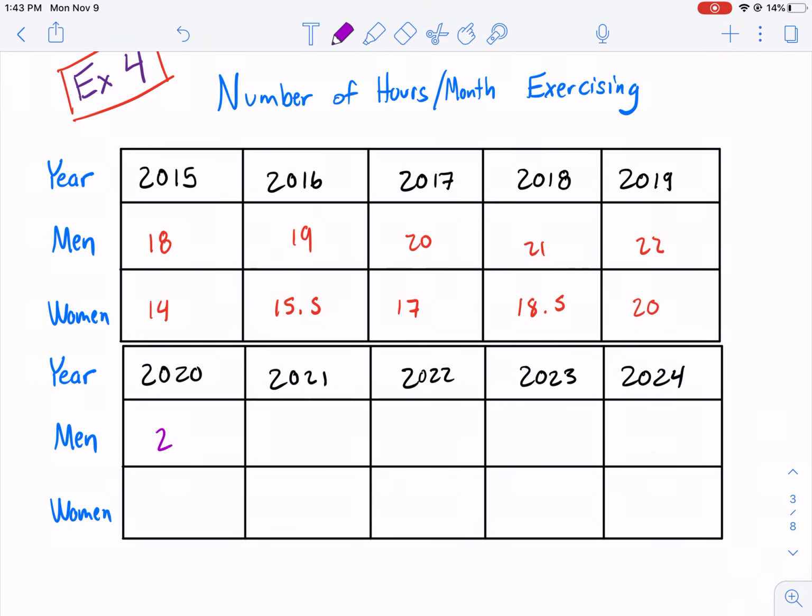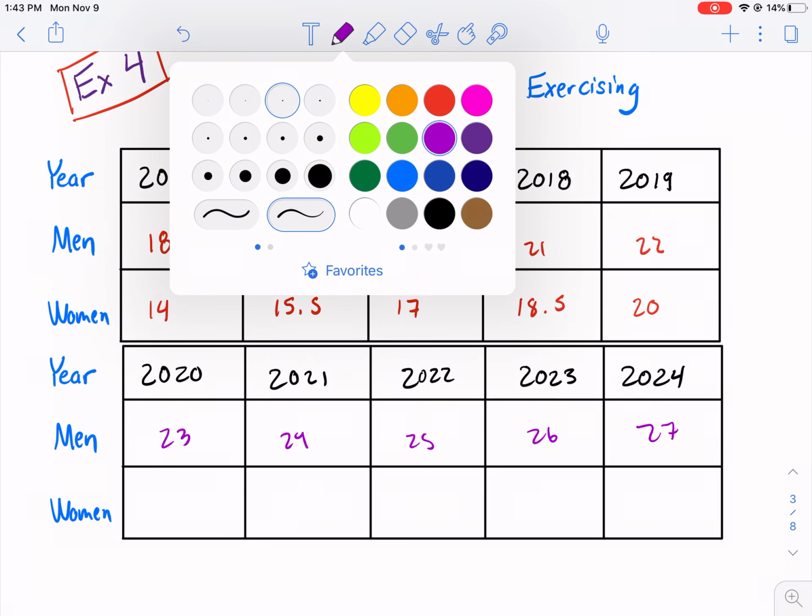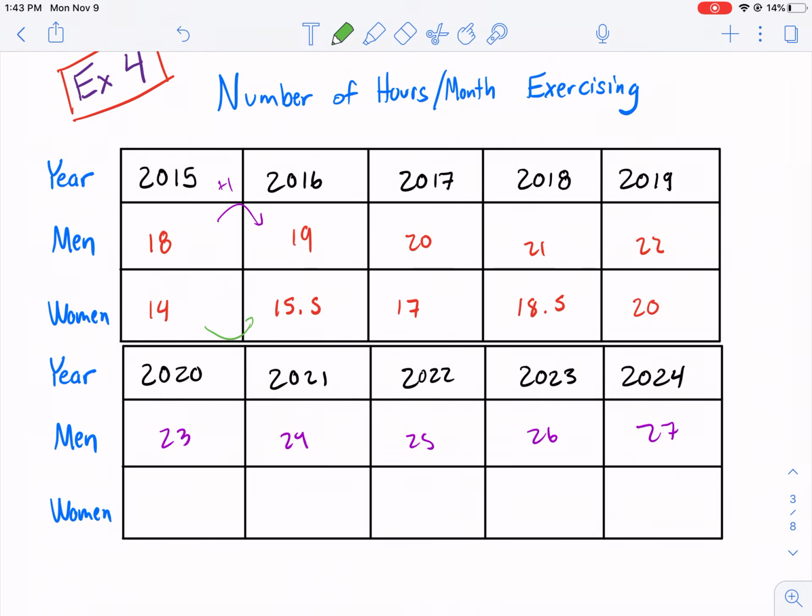23, let me make it purple. 23, 24, 25, 26, 27. So we're adding 1 each time for the men. Now for the women, what is the pattern that's going on here? We're adding 1.5 each time.